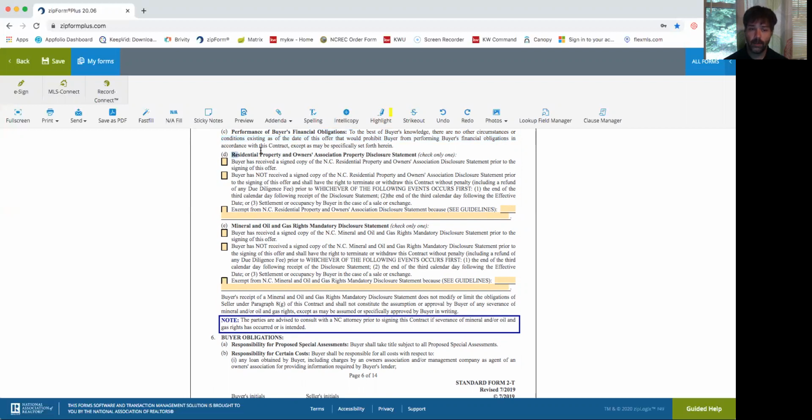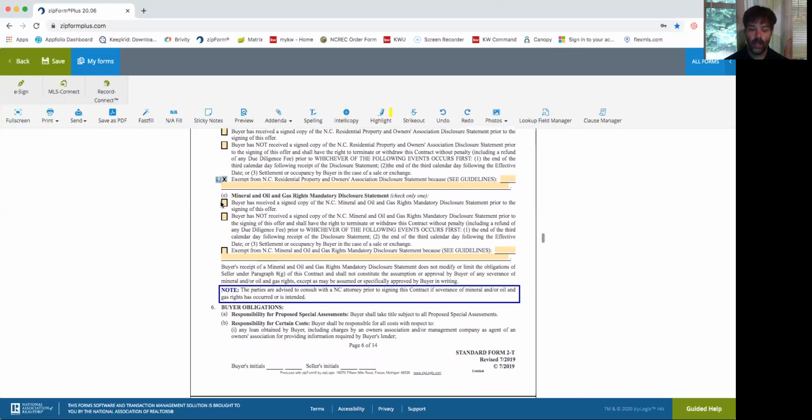This is the property owner's disclosure statement. So you will either check that they have received a copy of the owner's disclosure statement, or they have not, or that it is exempt. An example of an exemption would be, for example, a foreclosure. Foreclosure, new construction, they're going to be exempt from the residential property owner disclosure statement, so you can check that box and write new construction or foreclosure.